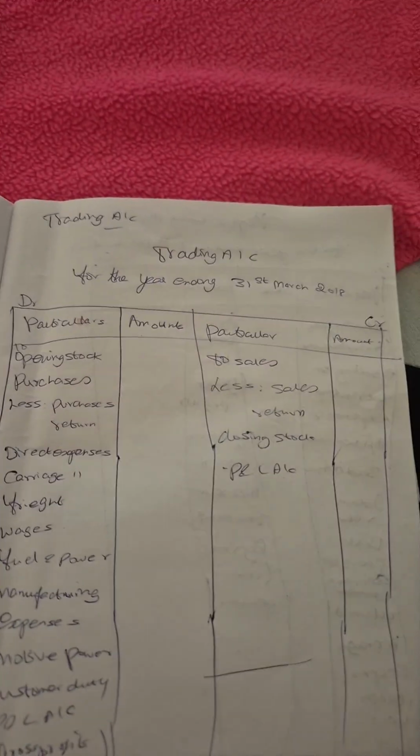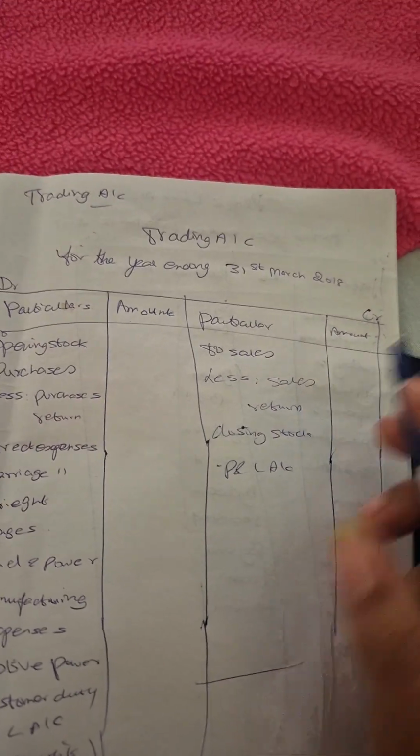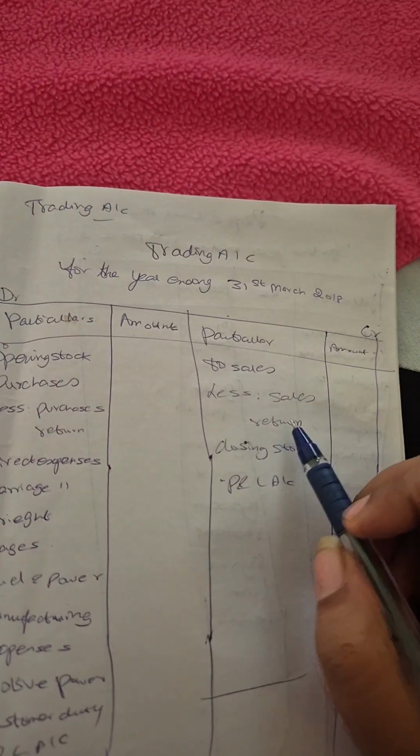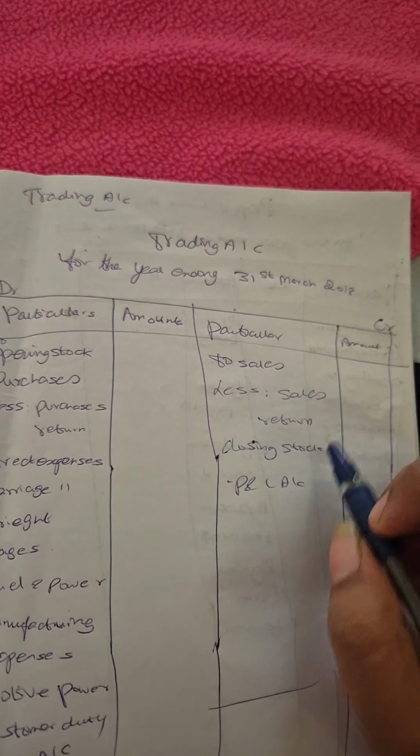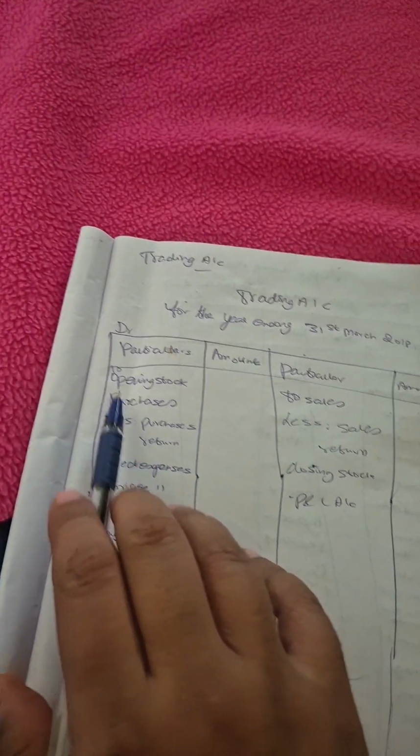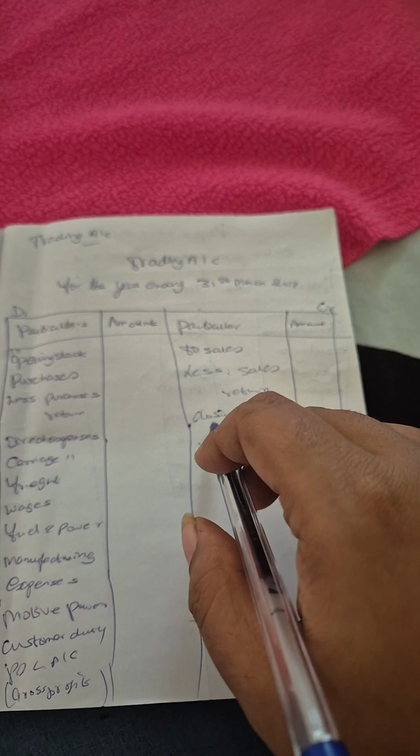Next, the credit side consists of "By sales", less sales return. Sales which have been returned come in the less sales return. Then "By closing stock". The word closing stock is derived from the opening stock we entered on the debit side. While finishing, we enter closing stock to the profit and loss account.